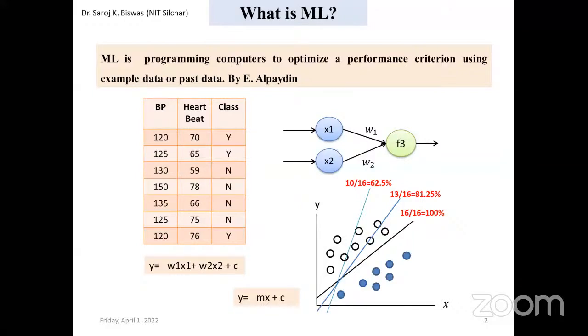Based on this pulse data, our objective is to optimize the performance criteria. Here, the performance criteria for some algorithm can be accuracy, or for some algorithm can be error rate. If it is accuracy, then the objective is to increase the accuracy. If it is an error rate, then the objective is to decrease the error rate.